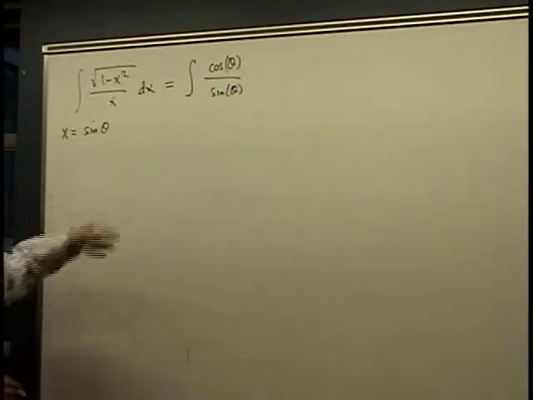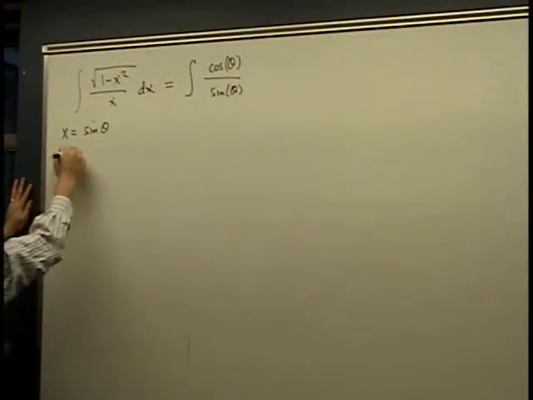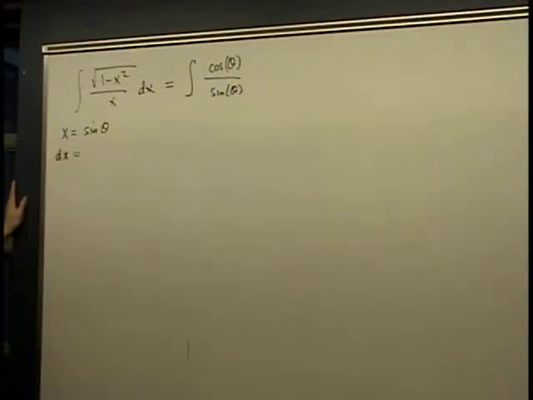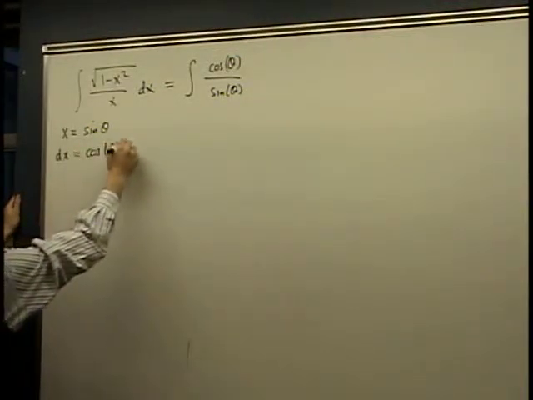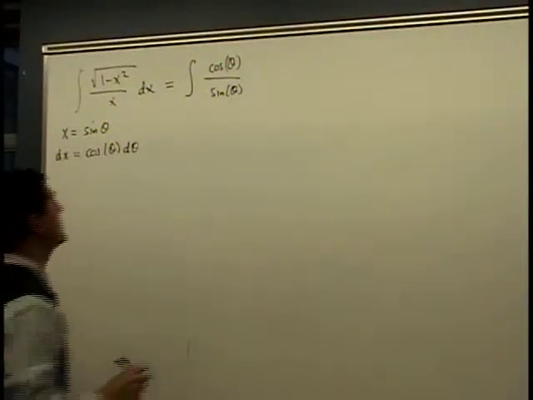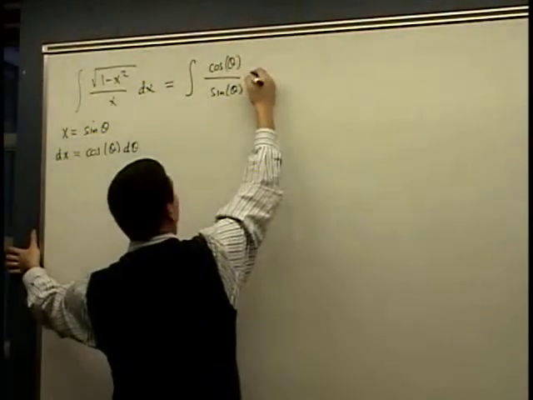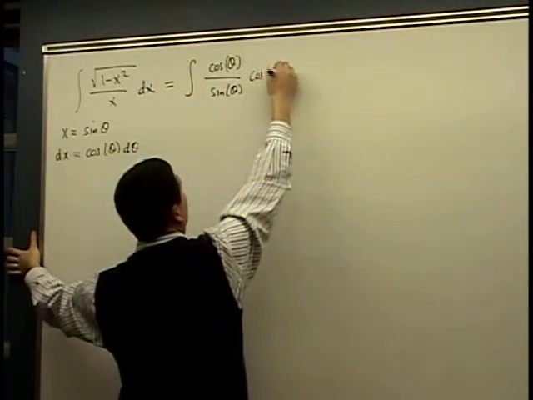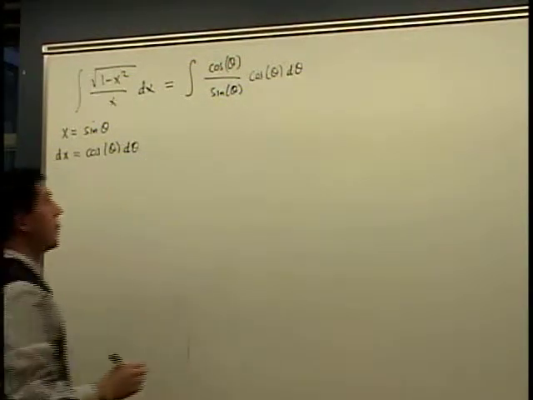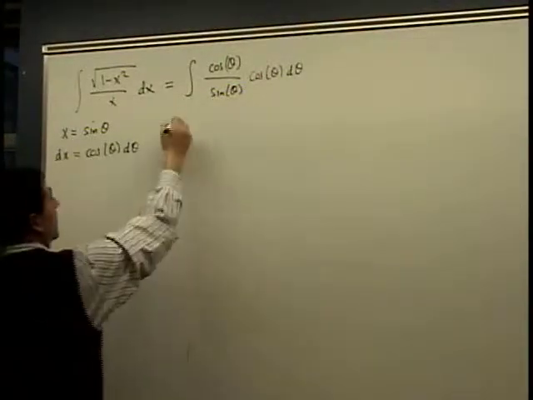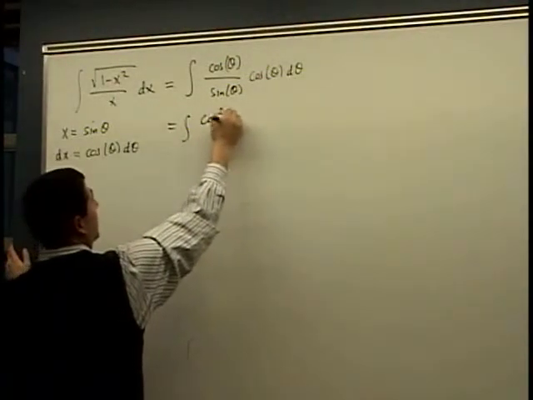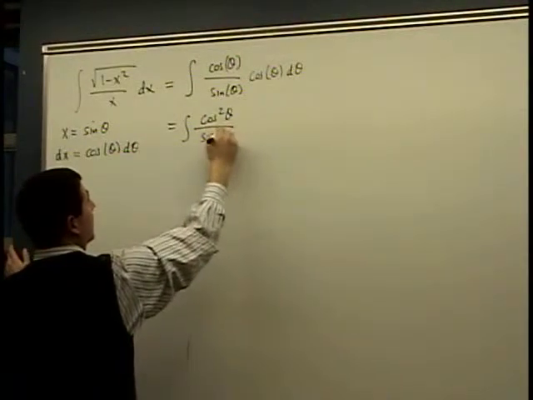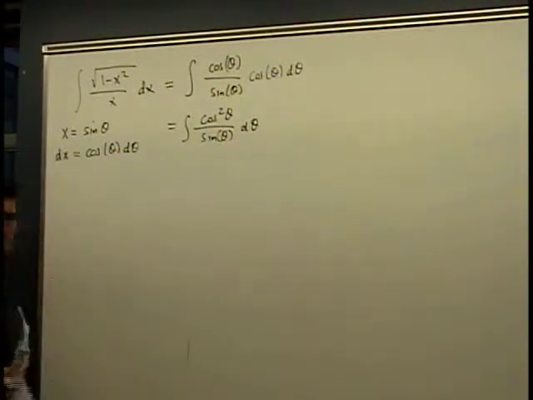So let's see what happens to dx. If x is sine theta, dx is cosine theta d theta. So the dx becomes cosine theta d theta. Or if you like, cosine squared over sine. All right, any ideas how to simplify this expression?